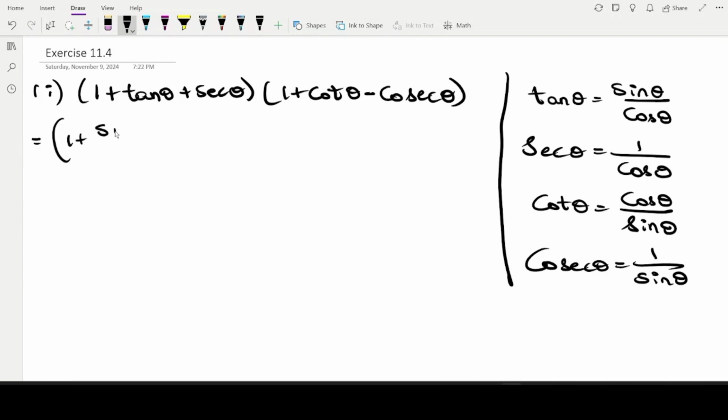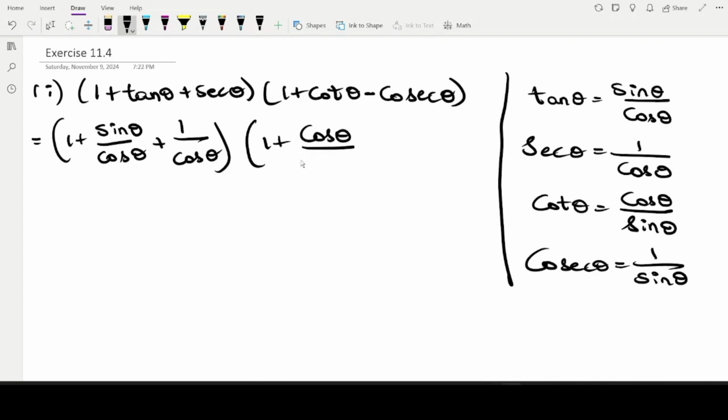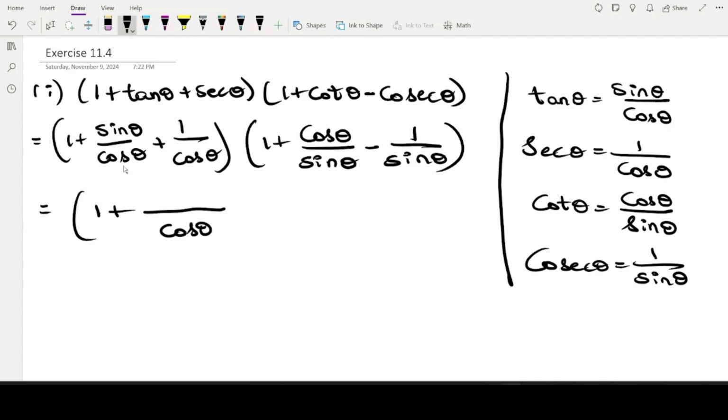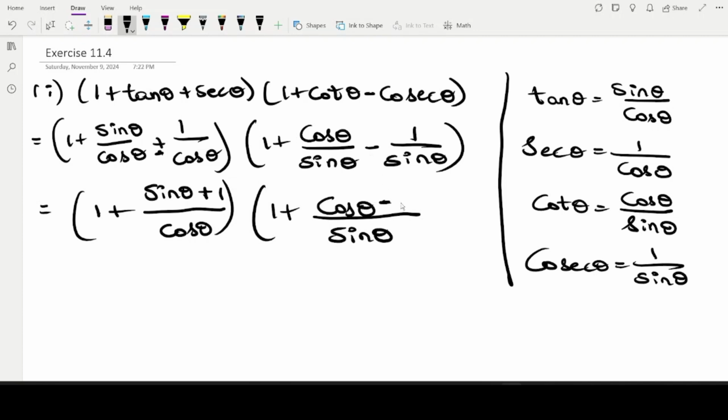1 plus what is tan theta? Sin theta divided by cos theta, plus what is secant theta? 1 by cos theta, into 1 plus what is cot theta? Cos theta divided by sin theta minus what is cosecant theta? 1 by sin theta. Now here the denominator is the same for both the values. This becomes 1 plus cos theta at the top, sin theta, and the middle term is plus, so plus 1, into 1 plus, here the sin theta is the same, so sin theta, the top value is cos theta, here the symbol is minus, minus 1.